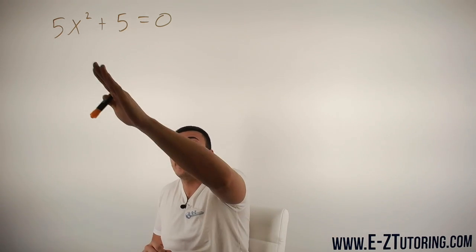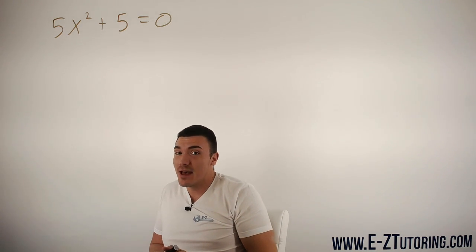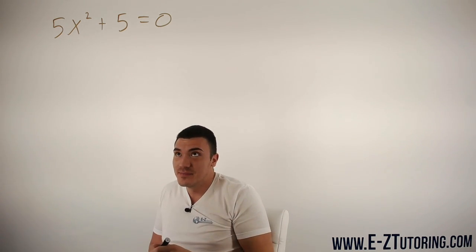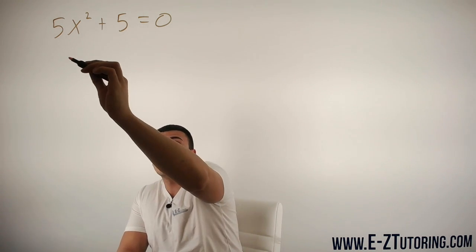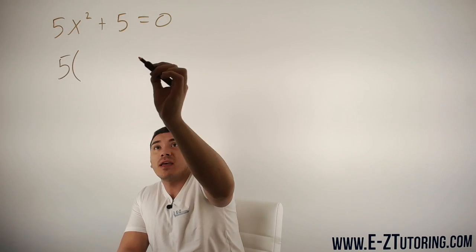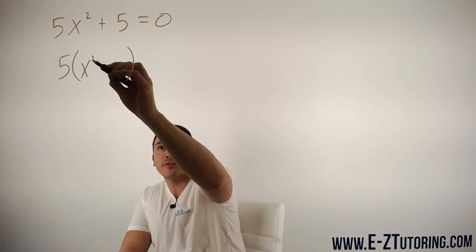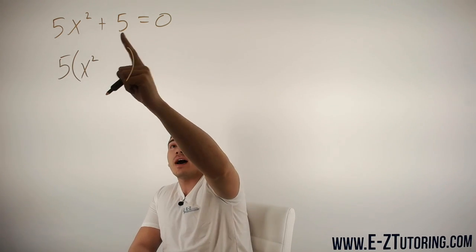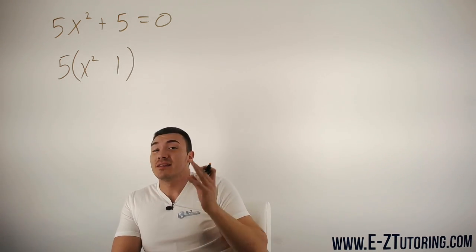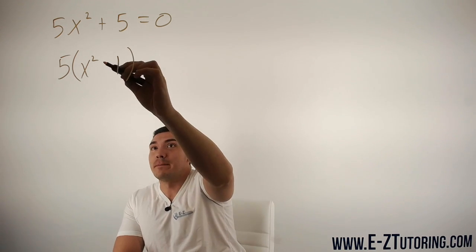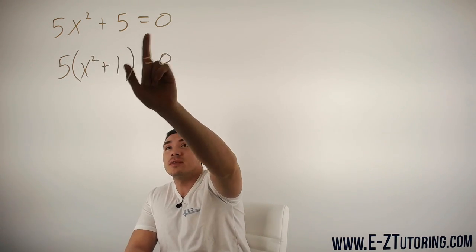And whenever you have an x squared and a number, first you want to factor out your GCF, which we know is 5. They each share 5 in common. They don't share x's in common, so we take out a 5, and then we have parentheses. When we take out a 5 from x squared, we're left with just x squared. And then when we take out a 5 from 5, we're left with 1, not 0, because 5 divided by 5 is 1.